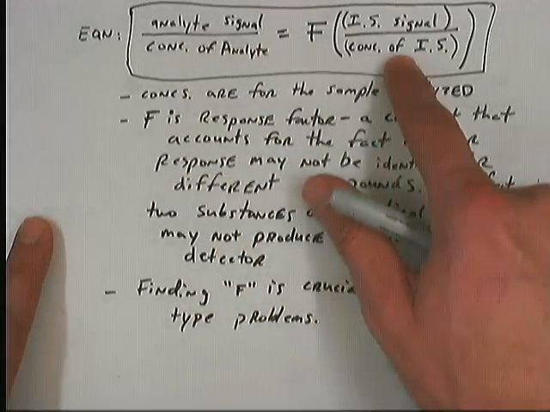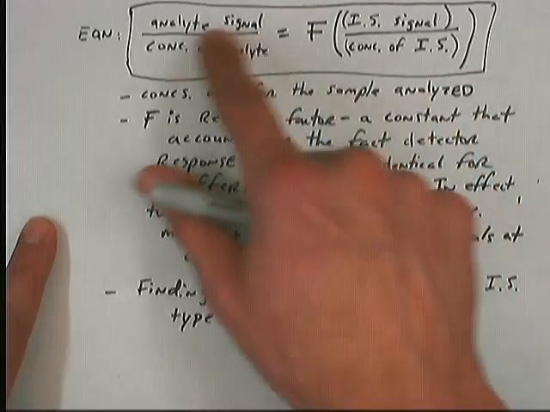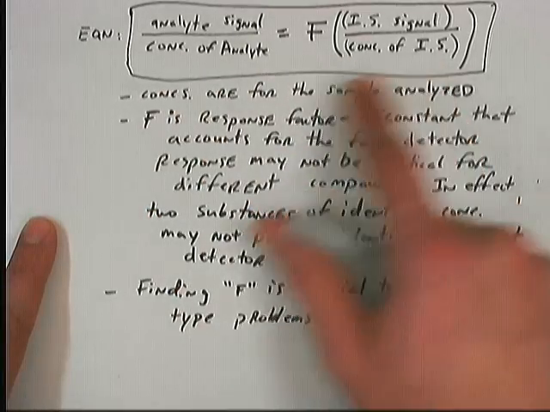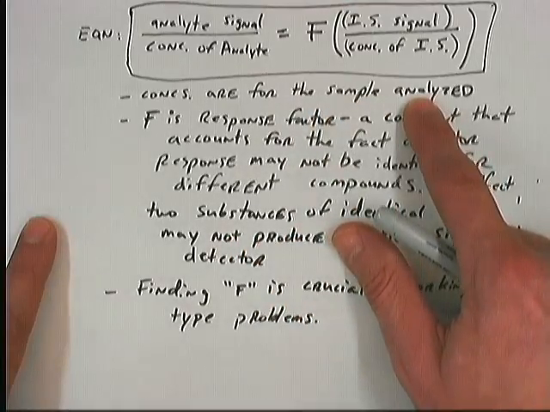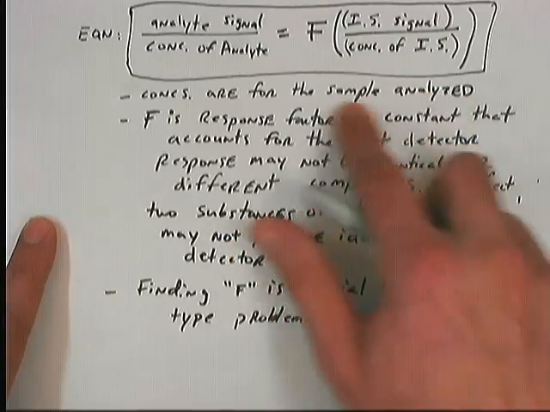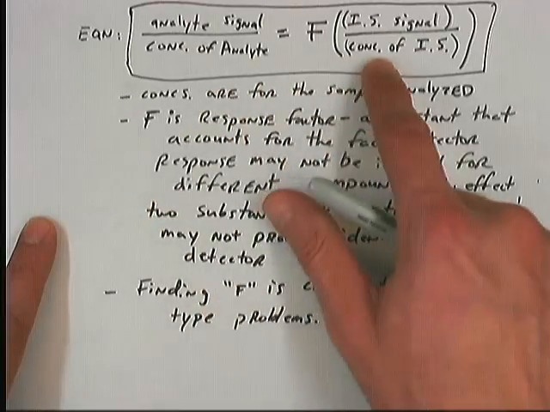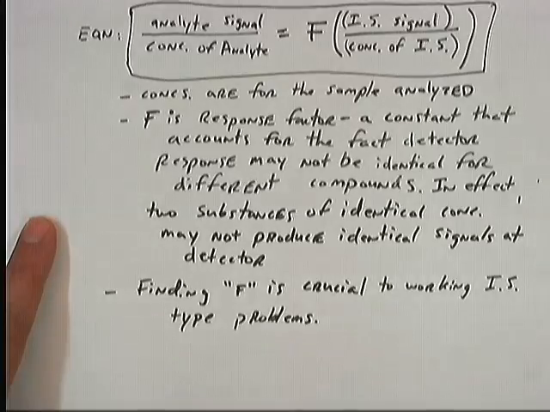Another thing that I want to mention about this equation, okay, and it's kind of important to keep track of this. The concentrations of the analyte and the concentration of the internal standard that are written in this equation are for the analyzed sample. This is not for something that you dilute, it's not for an original sample, it's whatever you inject into your device that makes your measurement. The concentrations that you write here and here should be whatever is in that sample that you actually analyze. Okay? That's important. But nonetheless, this is our quantitative basis for solving these types of internal standard problems.